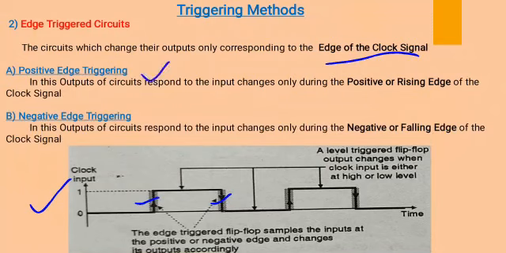Now we will see the positive edge triggering. In this, the output of the circuit responds to the input changes only during the positive edge or rising edge of the clock signal, means the output is going to change only at the positive edge of this clock pulse, whereas in negative edge triggering, the output of the circuit responds to the changes in the inputs only during the negative or falling edge of the clock signal. At this instant only the output is going to change with respect to the variation in the input. This is regarding the edge triggered circuits.